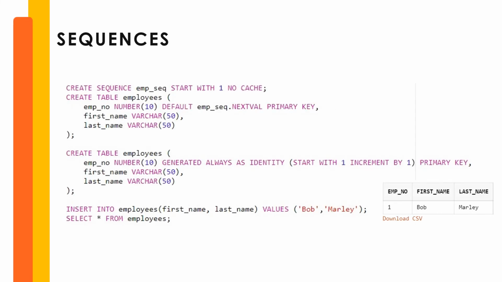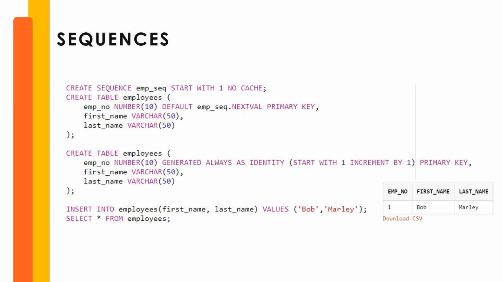Let's take a look at the following examples. First, we create a sequence called emp_seq, starting with the value 1 with no cache. And now that we have created our sequence, Oracle 12c allows us to use as default value that sequence dot nextval in our primary key.